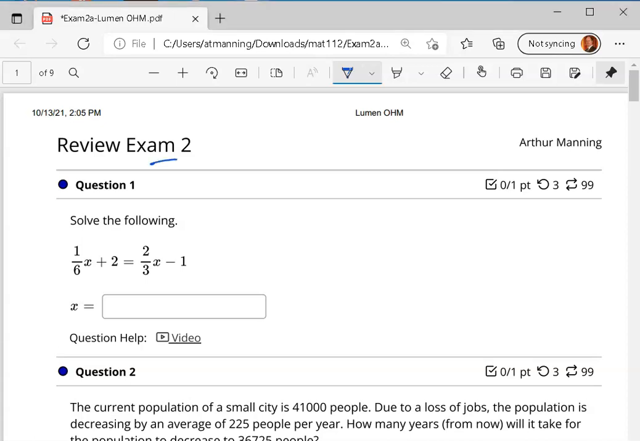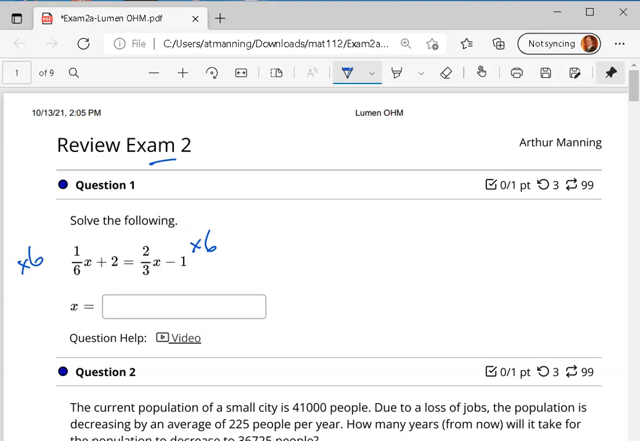Okay, going to walk through the answers for exam number 2. Easiest thing to do with problems like this, let's get rid of that denominator to make it look a little nicer. Let's multiply everything by 6 on this side, multiply everything by 6 on this side. So what do you get?